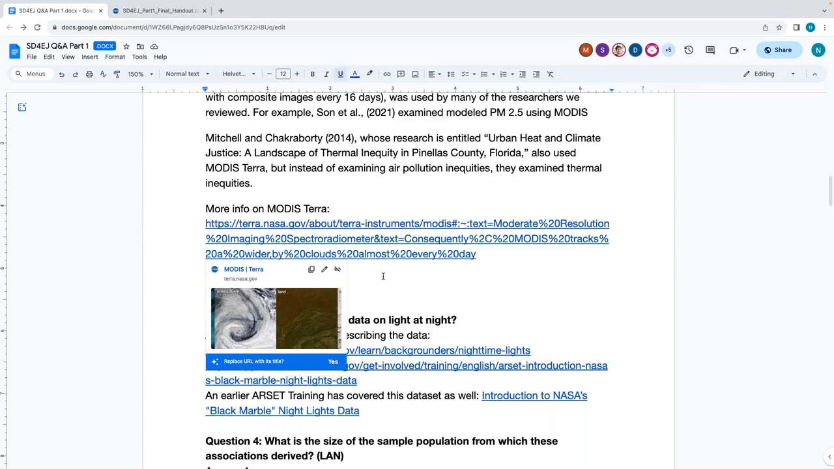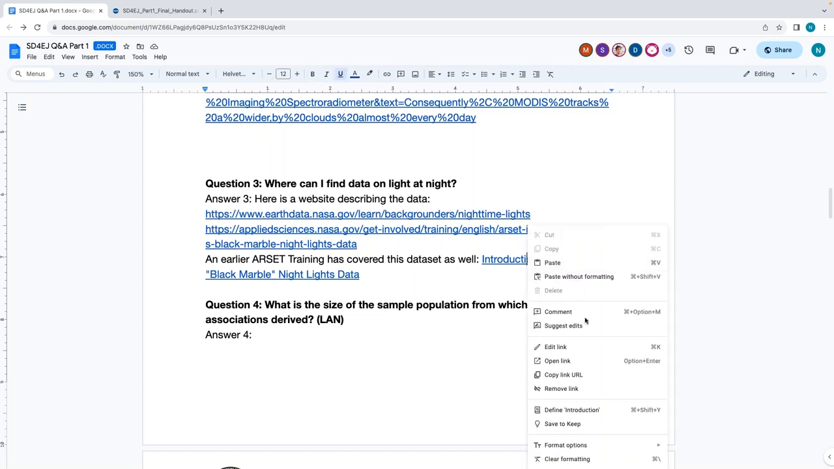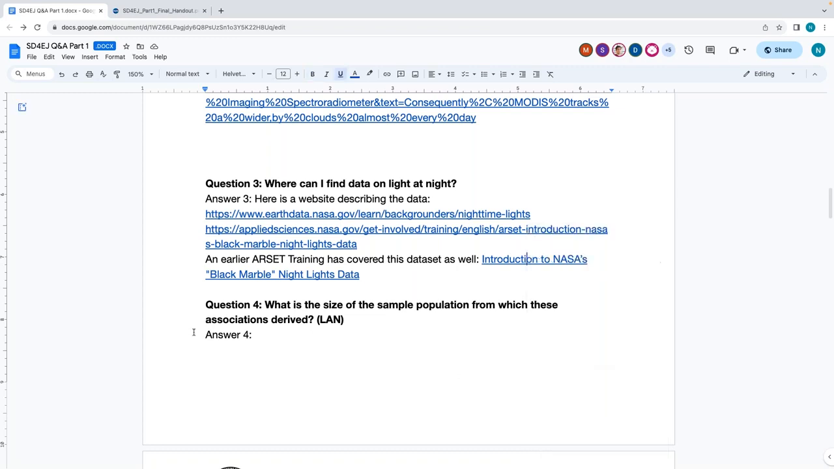Okay, we'll go on to the next question. Where can I find data on light at night? So there is a website describing the data at NASA Earthdata. There's what's called a backgrounder, which gives information about the data itself and how to download it. And we have also actually had an RSED training on accessing the light at night, the Black Marble night lights data. And we've included the link here, and we can put that in the chat, I believe.